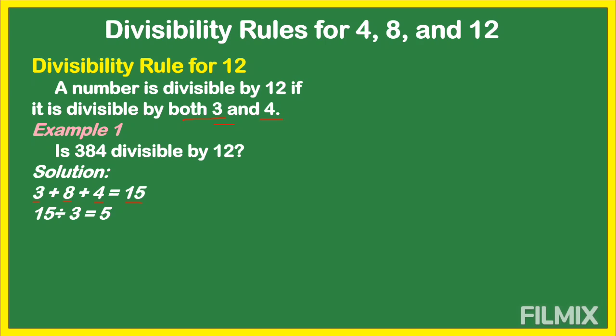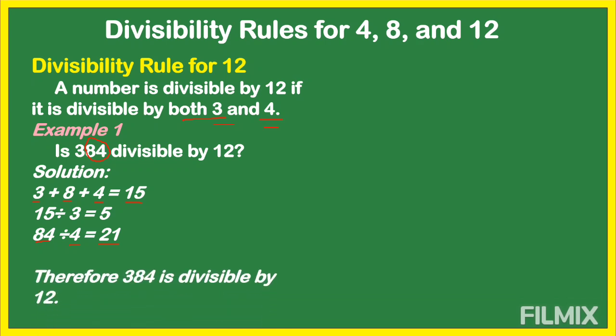How about 4? Let's check whether this number is divisible by 4. Using the divisibility rule for 4, we look at the last two digits. 84 divided by 4. Is 84 divisible by 4? Yes. We get the answer of 21.